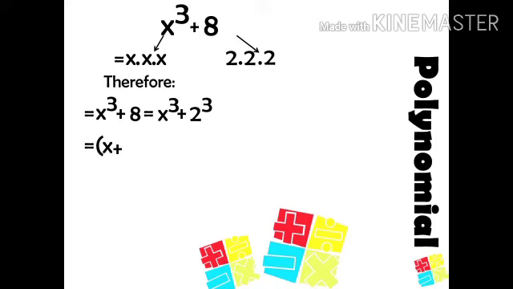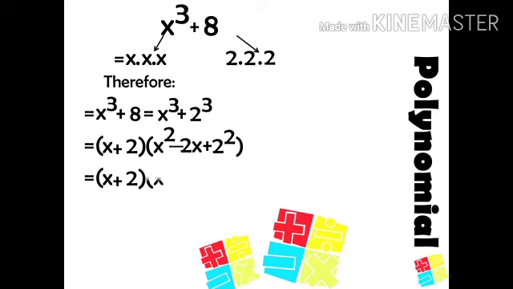It will become equal to x plus 2, times the quantity x squared minus 2x plus 2 squared. And if we simplify that, it will become (x + 2)(x squared minus 2x plus 4). And that's factoring polynomials.